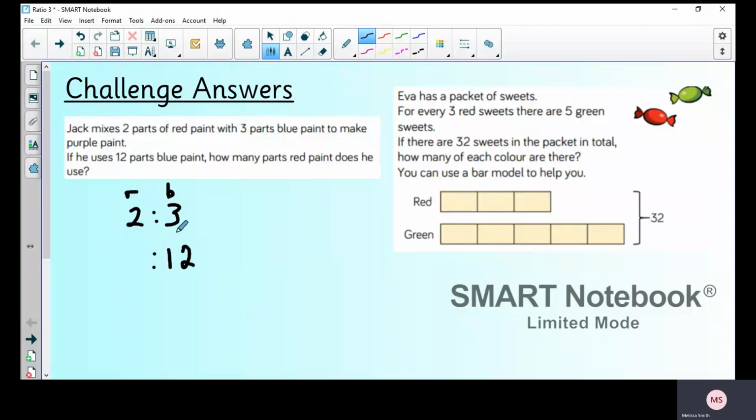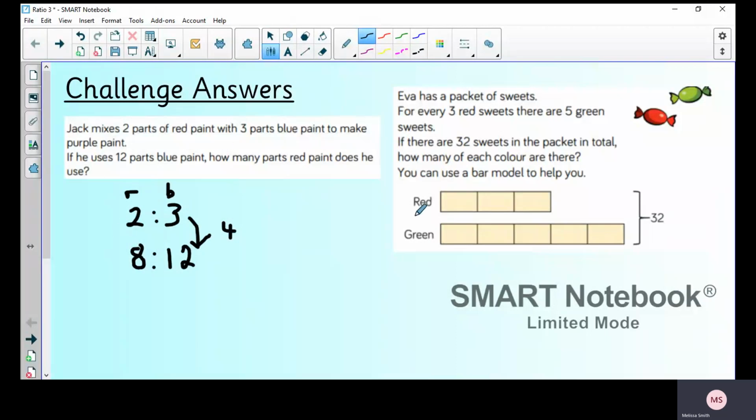So hopefully you realise that we've got to scale up our original ratio of 2 to 3. So 12 divided by 3, how many times does 3 go into 12? Well, that's 4. I multiply it by 4. Whatever you do to this ratio, you have to repeat with this ratio. 2 times 4 is 8. So the answer to this question was he uses 8 parts of red paint.